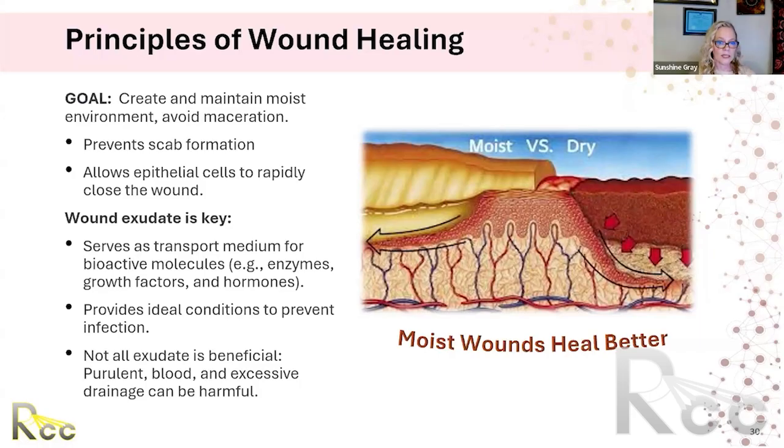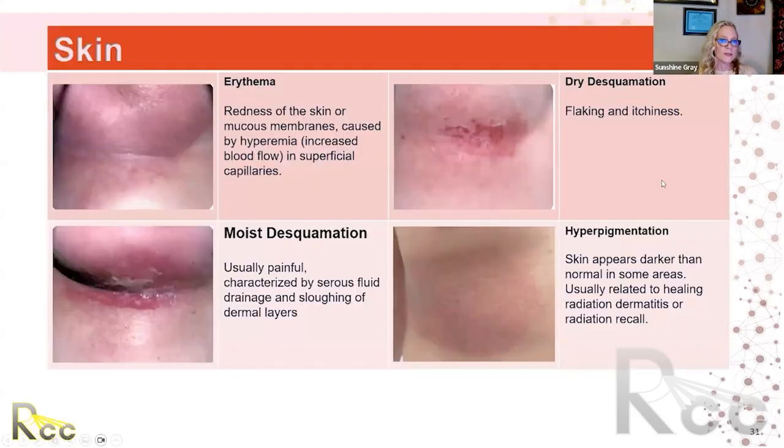However, not all exudate is beneficial, and we'll look at some exudate and go over those. But if we see something that's purulent or bloody or there's excessive drainage, that can actually be harmful and prevent the healing that we're looking for. So here are some examples.